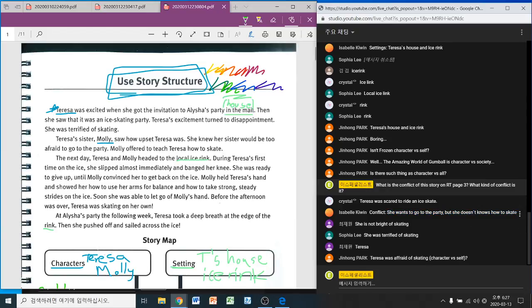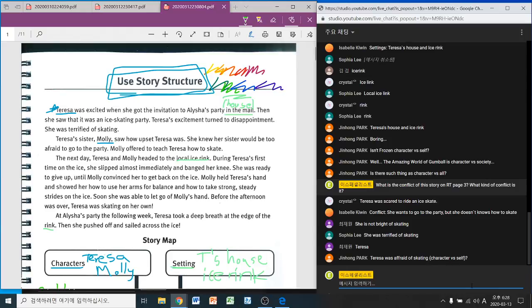One thing here is grammar. She doesn't know, we put doesn't know, no S. Okay, so good. Teresa wants to go to the party. Let's put this on here. Afraid of skating, character versus self, right? Yes, her fear. She has to overcome her fear. That is character versus self conflict. Exactly. Okay, let's put this all together.